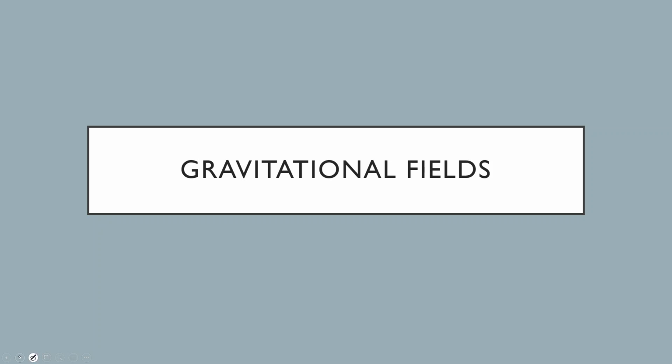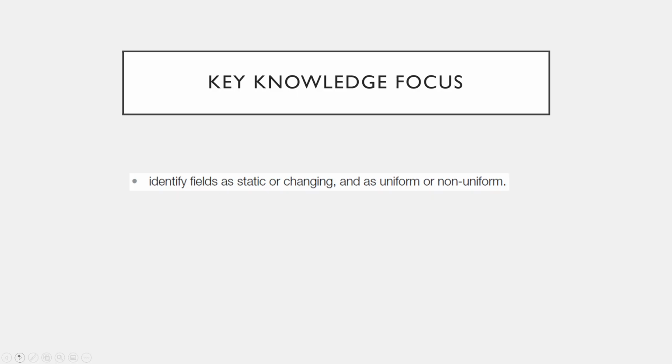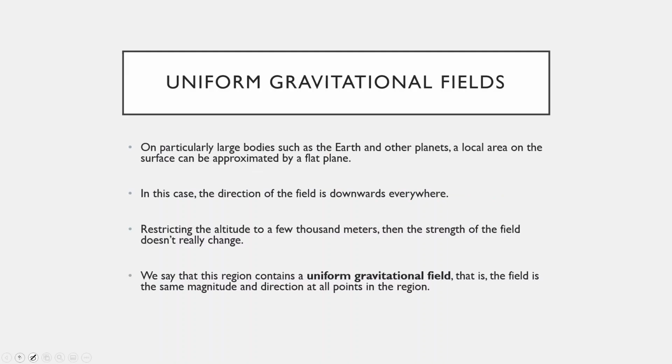Alright, so what are we doing now? Very short video. Identify fields as static or changing and as uniform or non-uniform. Okay, mainly this part here, that's what we're looking at in this video. So gravitational fields, uniform or non-uniform, what does that even mean? Well, let's first of all talk about uniform.